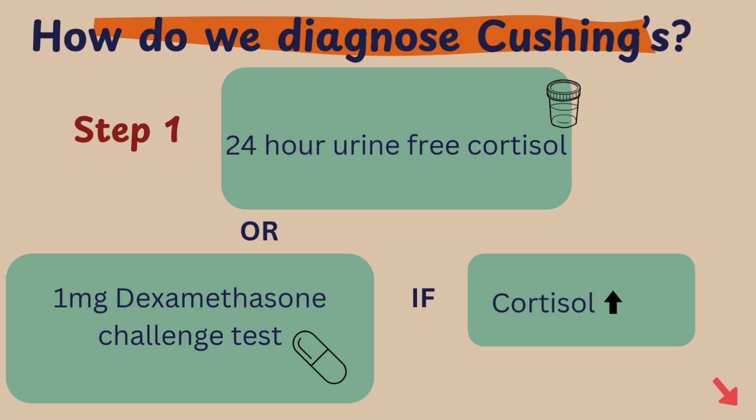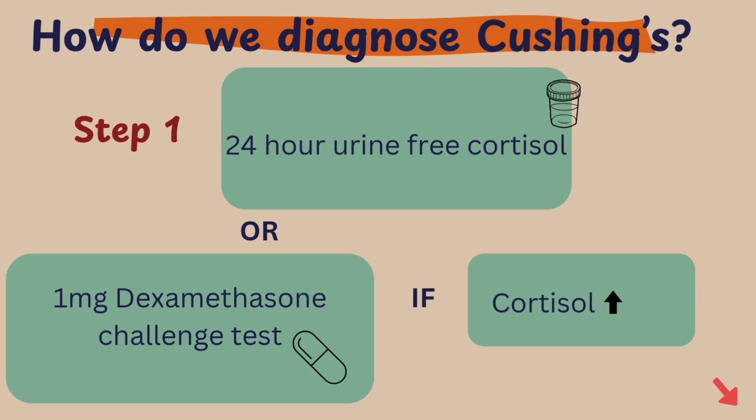Essentially, you give your patient a prescription. They go to the lab and they get this huge plastic jug that they pee in for 24 hours. If the cortisol is elevated in that 24-hour urine test, that's our first clue that we need to proceed with further evaluation.